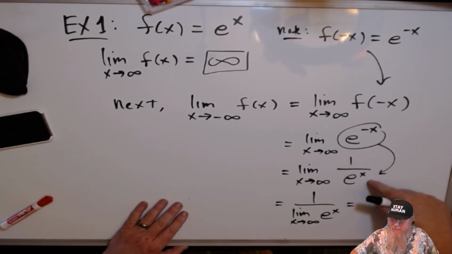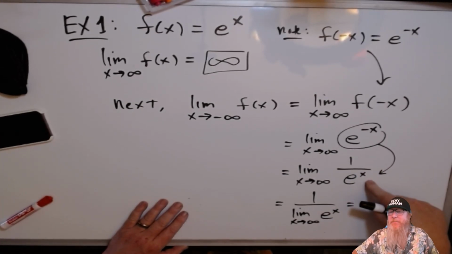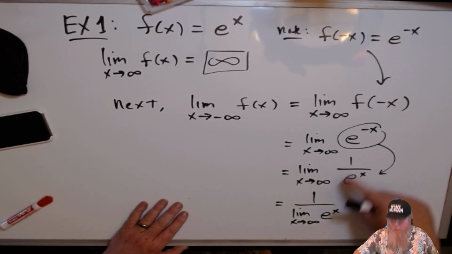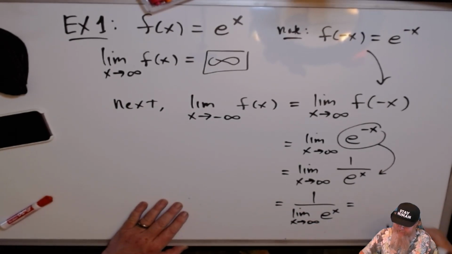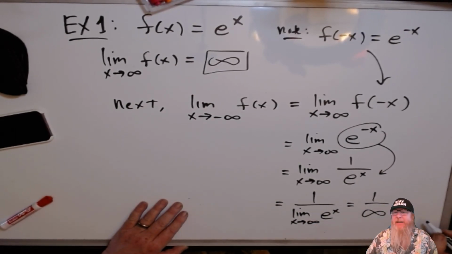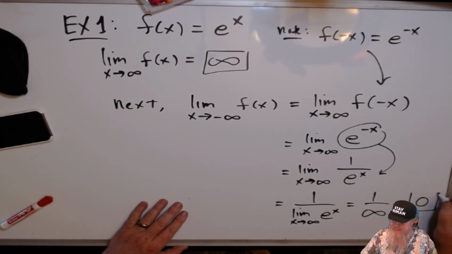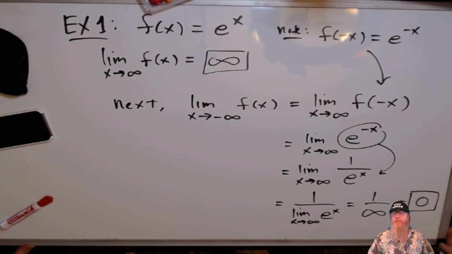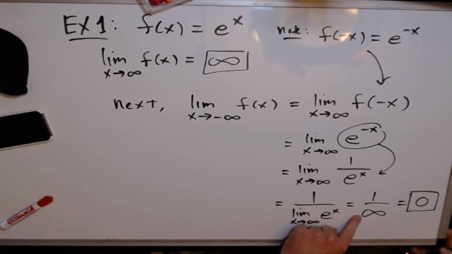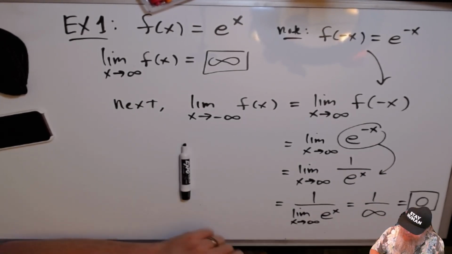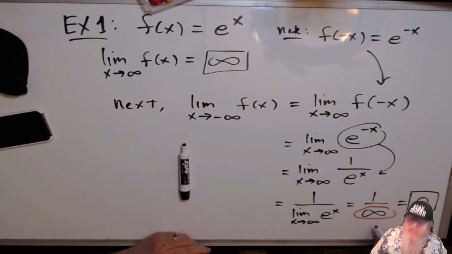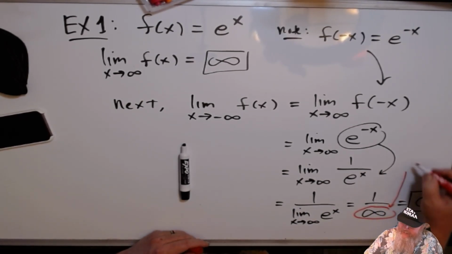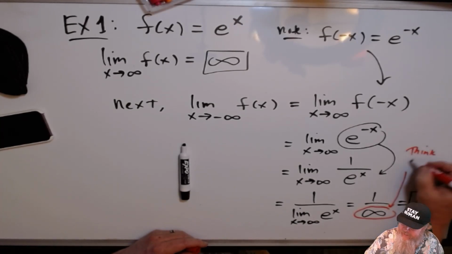Remember the property of limits? This is the quotient property. The limit of 1 is just 1. And then the limit of e to the x is going to be infinity. And we're going to say that that approaches 0. So 1 over a very large number. Now again, it never actually gets to infinity. Just think of a very large number.